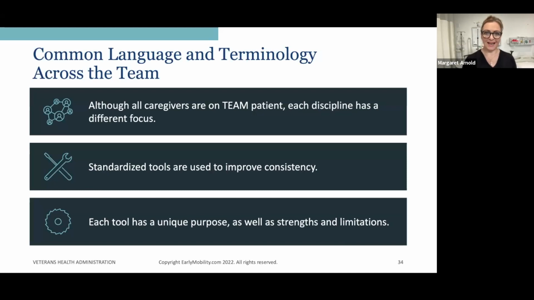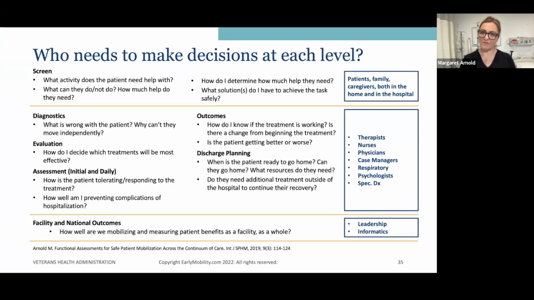We also need a common language about mobility across care team members. And in one of the other modules, the Mobility Solutions and Screening Tool, we get into this in a lot more detail. But we're going to look just very briefly at the different tools that are available and their different functions. So we have mobility screens. This tells us what activity the patient needs help with right now. What can they do? What can they not do right now? Doesn't tell us why. It just tells us how to keep them safe and what tools I need to use to achieve their mobility goals.